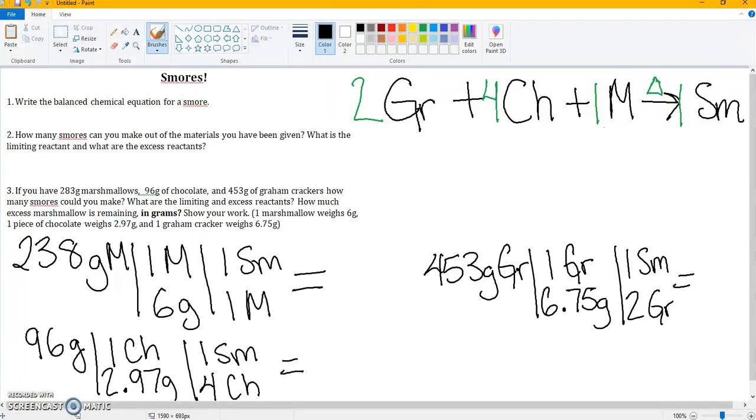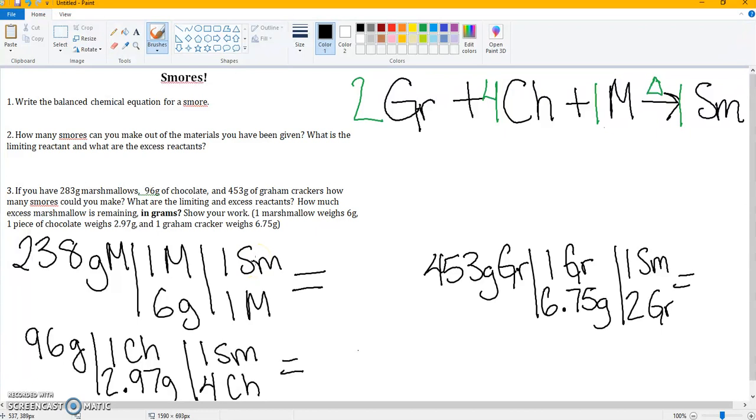So I've set them up so that I start off with my grams, because that's what I know. Then I have to get this to something that I can relate to. In my balanced chemical equation, it talks about pieces, like 1 single marshmallow. So I use the conversion grams to marshmallows so that I know how many marshmallows I have when they give me grams. Then I use my balanced chemical equation to go from marshmallows to s'mores.